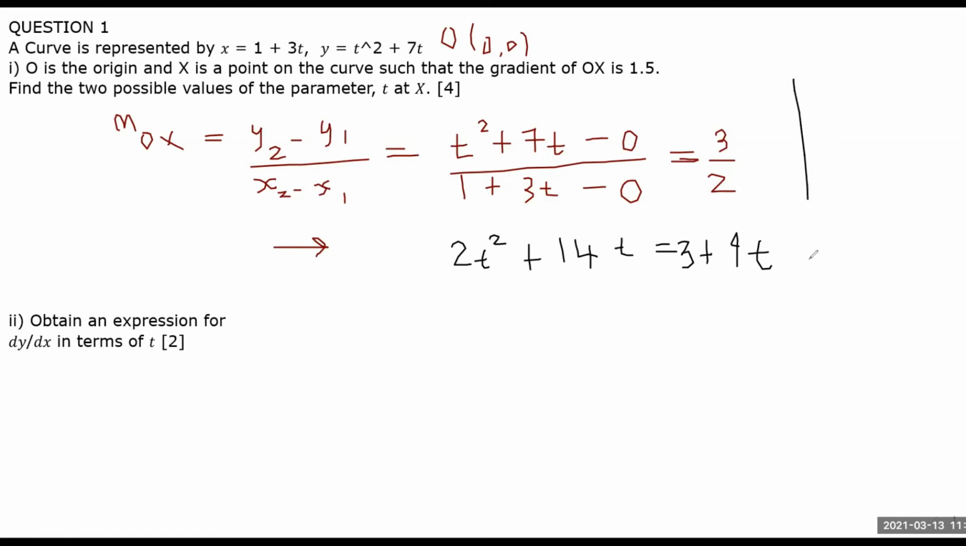So what can we do now? We can bring over the 9t to one side and we get 2t squared. Bring over this 9t: 14t minus 9t is 5t. And then we bring over the 3 to get minus 3, and this is equal to 0.